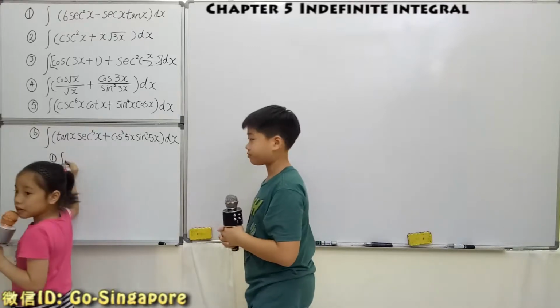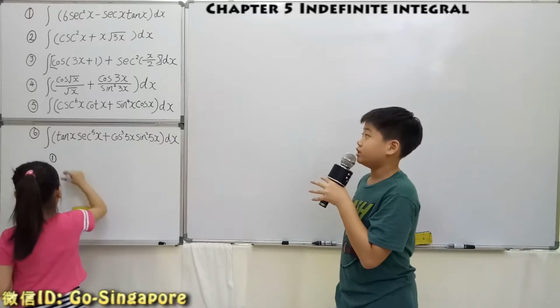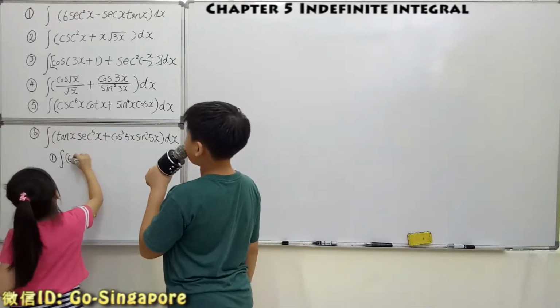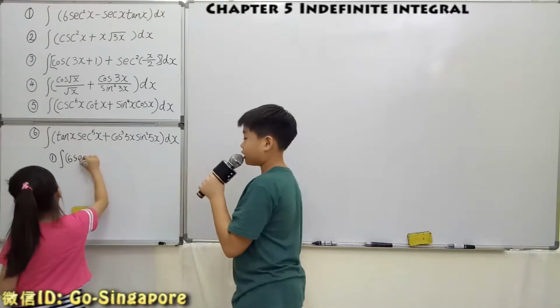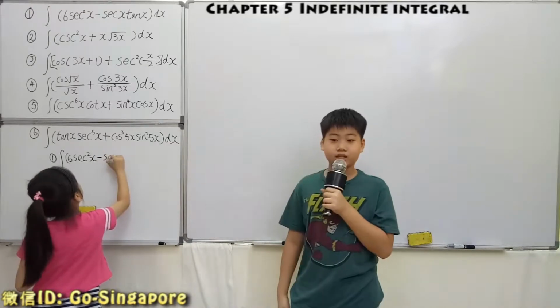So I'll start first. The first question is the integral of 6 secant square x minus secant x tangent x. And don't forget the bracket. Okay, these 2 brackets together. And at the end, we have the dx.